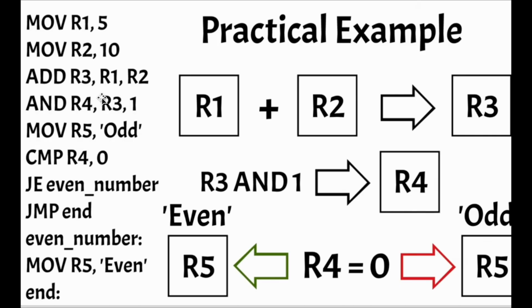So to determine whether or not the result is even or odd, we perform the bitwise AND operation right here, and that effectively checks the least significant bit of the sum. If it's 0, the number is even. If it's 1, the number is odd.